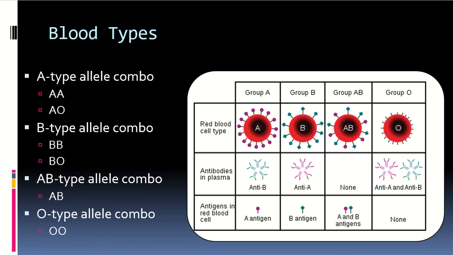And someone with AB blood can accept blood from someone who is type A or type B because they already have those A and B antigens on the red blood cells, or accept blood from someone who is type O because type O does not have A or B antigens on the red blood cell. Therefore, neither would be recognized as foreign.